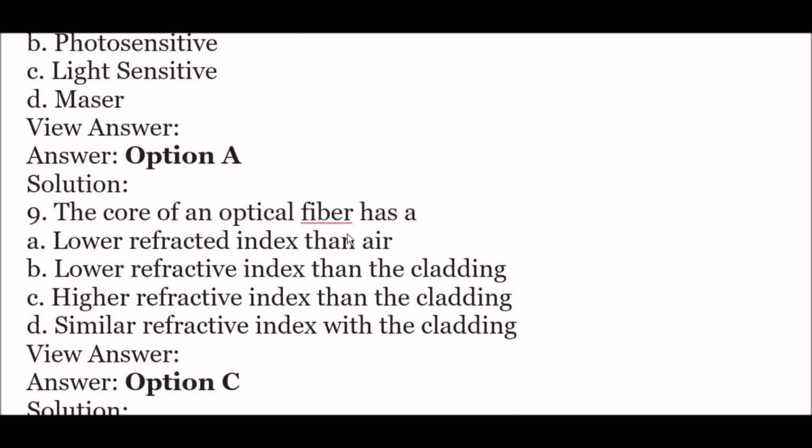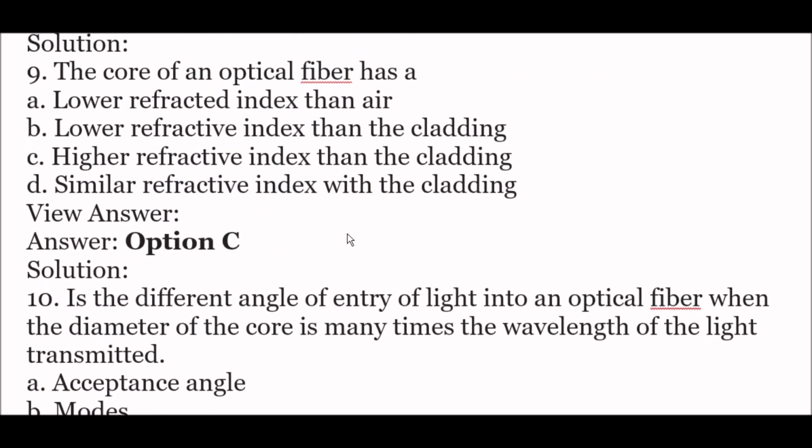Next question. The core of an optical fiber has a: option A, lower refractive index than air. Option B, lower refractive index than the cladding. Option C, higher refractive index than the cladding. Option D, similar refractive index to the cladding. Right answer is option C, higher refractive index than the cladding.